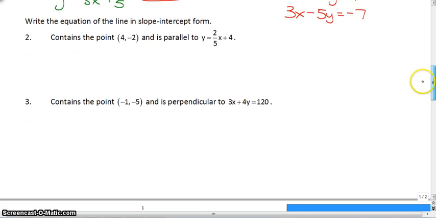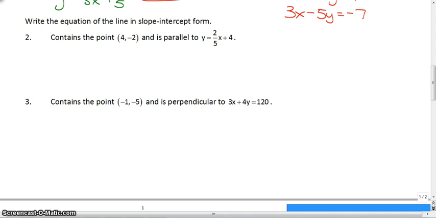So number 2 and 3. We're going to write the equation of a line in slope-intercept form. Okay, so slope-intercept form. Number 2 says that it's got to contain the point 4, negative 2 and is parallel to y equals 2/5 x plus 4.